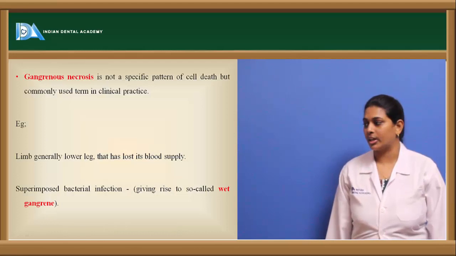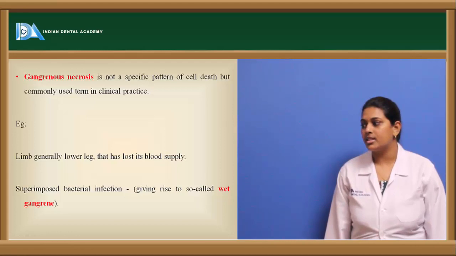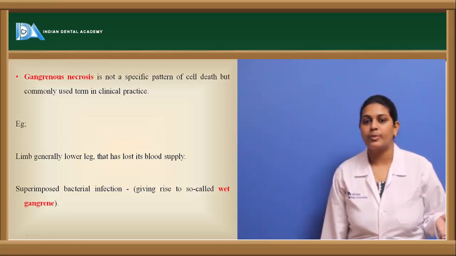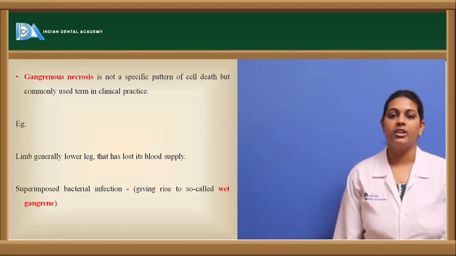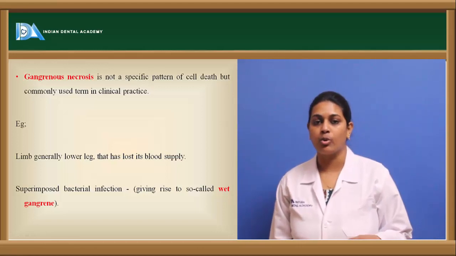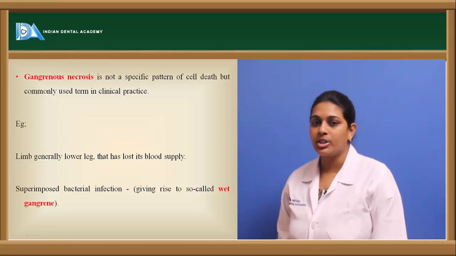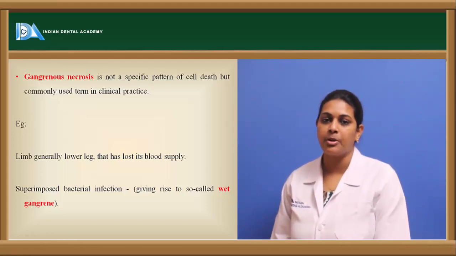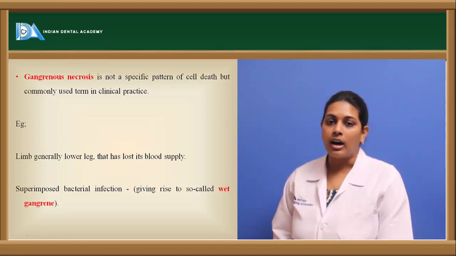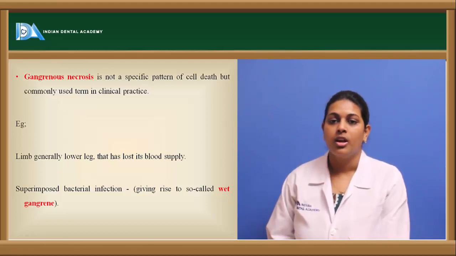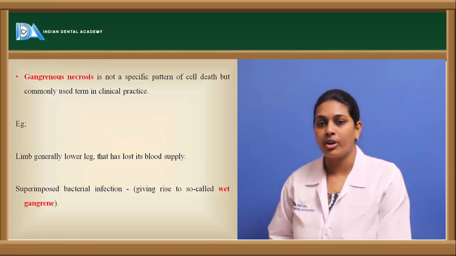Coming to the next pattern of necrosis, that is gangrenous necrosis. It is not a specific pattern of cell death, but it is a term most commonly used in clinical practice. Gangrene most commonly affects the legs, that is the lower limb, so a diabetic foot can be given as an example. In a diabetic foot, usually there is loss of blood supply and a color change, that is, it appears dark brown because of ischemic tissue. This is a proper example of gangrenous tissue.